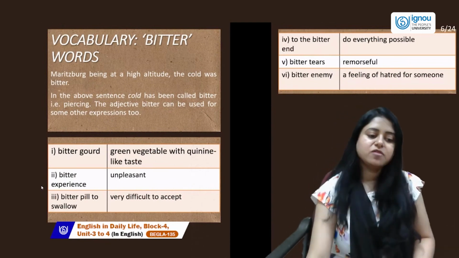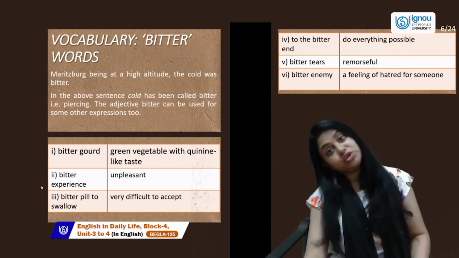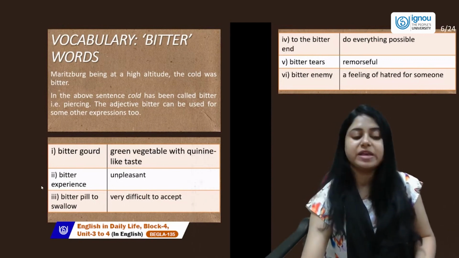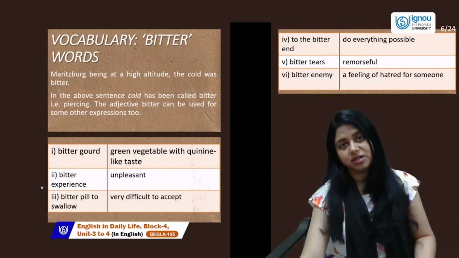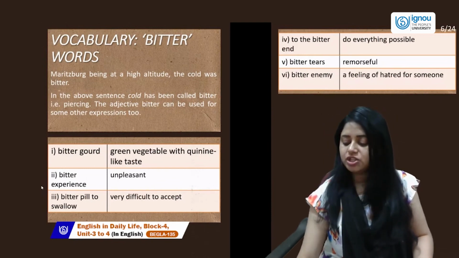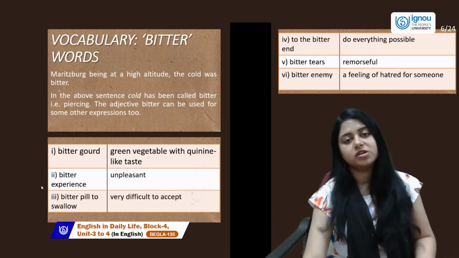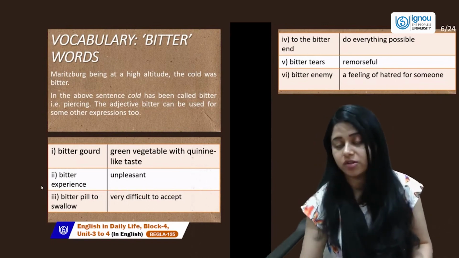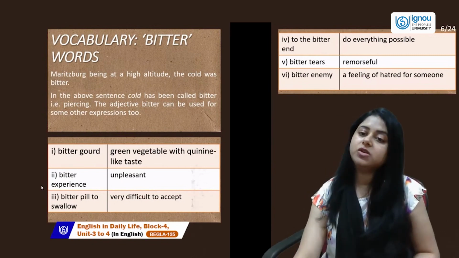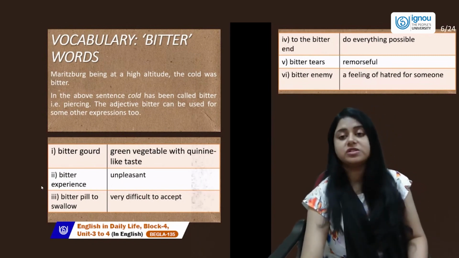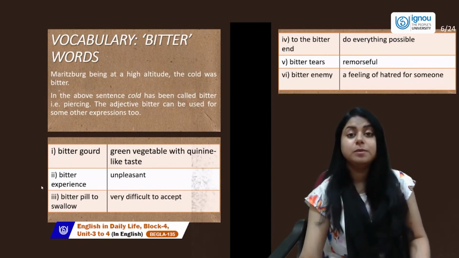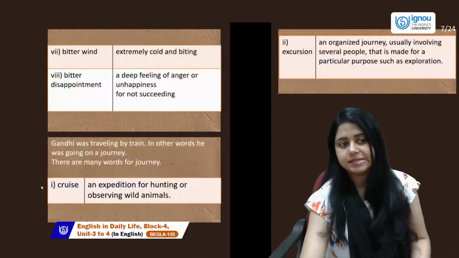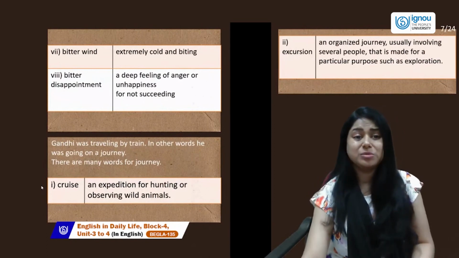Bitter pill to swallow. So bitter pill to swallow could also mean a pill which is bitter, so you can't eat it. But it is also used to express something which is very difficult to accept. Okay, so if you say that she flunked in the exam and it was a bitter pill for her to swallow, it was very difficult for her to accept that she failed in the exam. Okay, now to the bitter end, which is to do everything possible. Bitter tears, so remorseful. Bitter enemy, a feeling of hatred for someone. Bitter wind, extremely cold and biting.